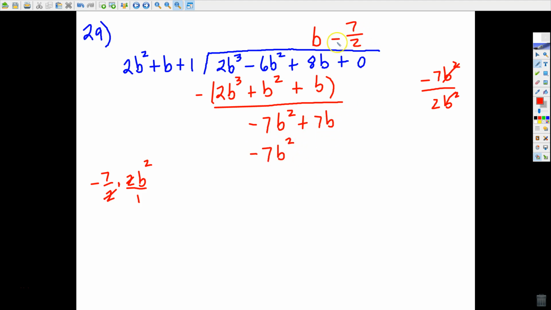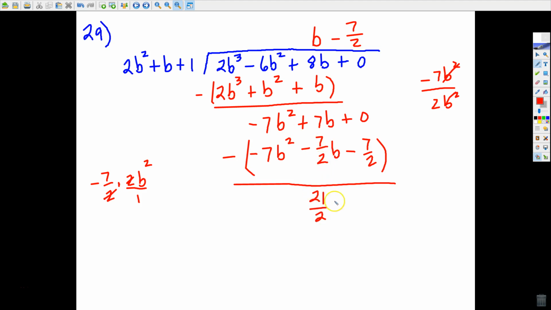Okay, and now we need to do negative 7 over 2 times b, and negative 7 over 2 times 1. Of course, we could bring down this plus 0 if we want to line up those. Okay, and now let's subtract, and the b squares cancel. So we might want to think of this as 14 over 2 instead of 7 to make the same denominator. So 14 over 2 plus 7 over 2 is 21 over 2b. And then 0 plus 7 halves, of course, is plus 7 halves. So that ends up being our remainder.